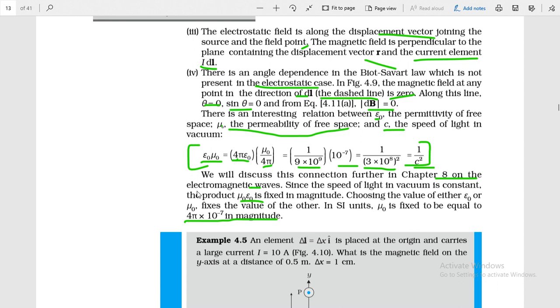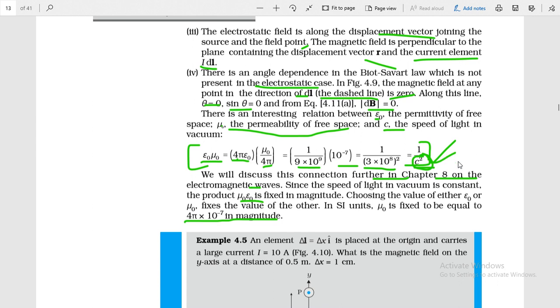But our most important point is to remember this result. We must remember this result, and we will use it in chapter 8 when we study electromagnetic waves. Both electric and magnetic properties are present in light, and this is the speed of light. So we will use this result to solve many problems in chapter 8.